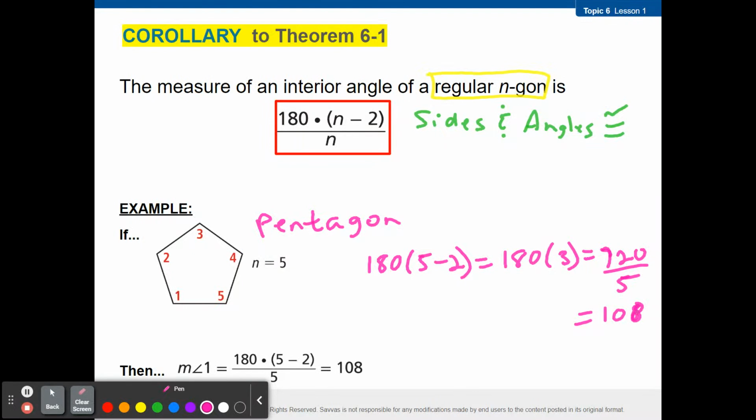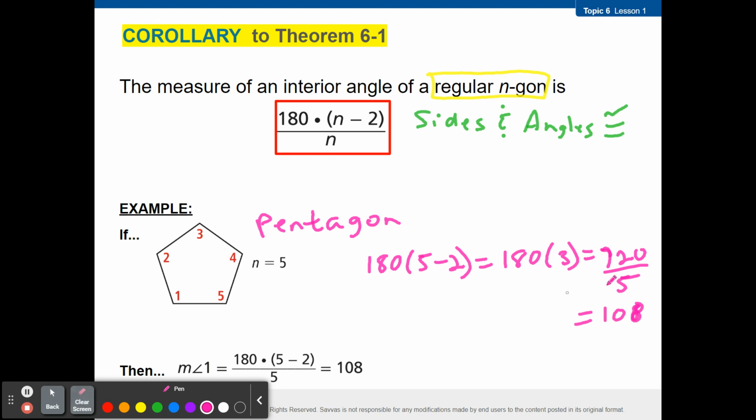So the corollary is for regular polygons only. The other one, the top part of that, applies to any polygon. A convex polygon, I should say, not a concave one. All right, questions on that?